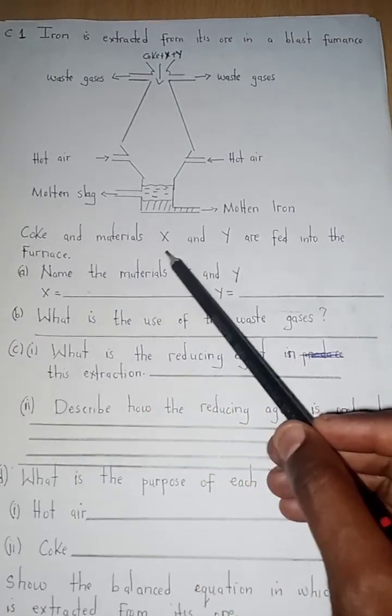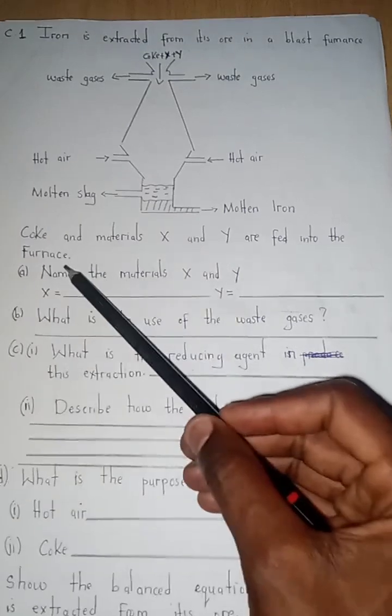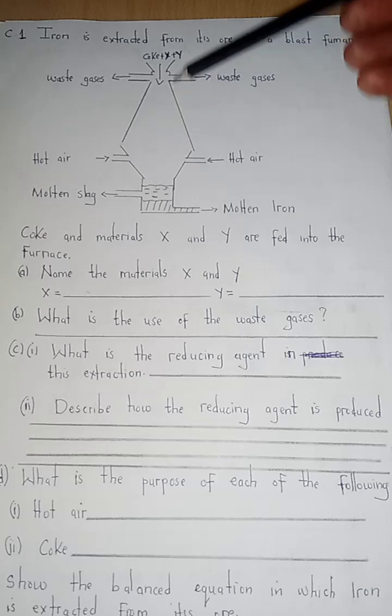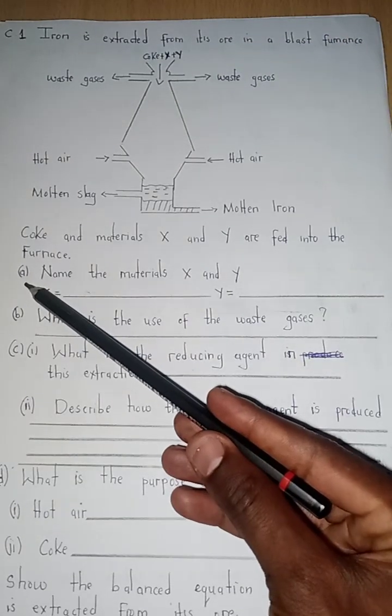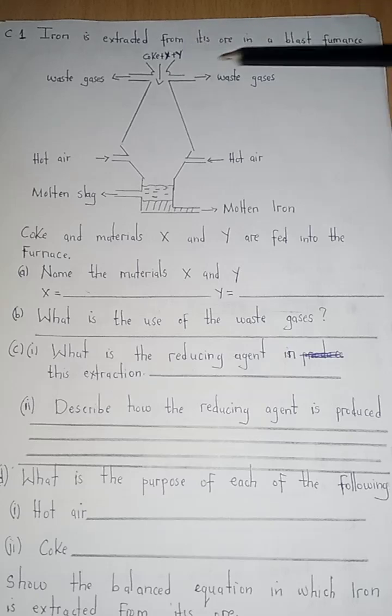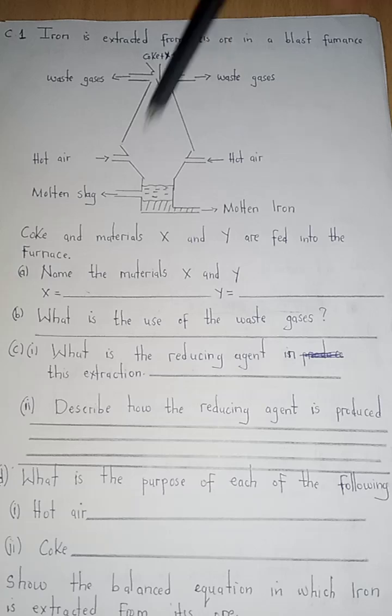Coke and materials X and Y are fed into the furnace. So coke plus X plus Y are fed into the furnace. Now A, name the materials X and Y. In the extraction of iron, specifically the type of ore we are dealing with, there are three things needed: coke, hematite, and limestone. So three things: coke, hematite, and limestone.